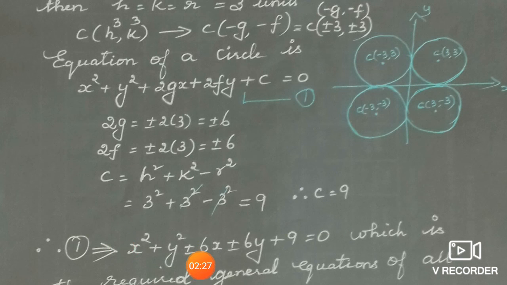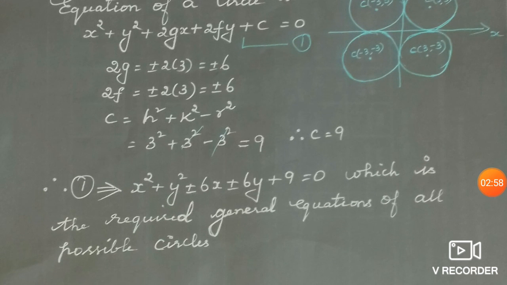Therefore equation 1 is x square plus y square plus or minus 6x plus or minus 6y plus c, where the value of c is 9, is equal to 0. Which is the required general equation of all possible circles.